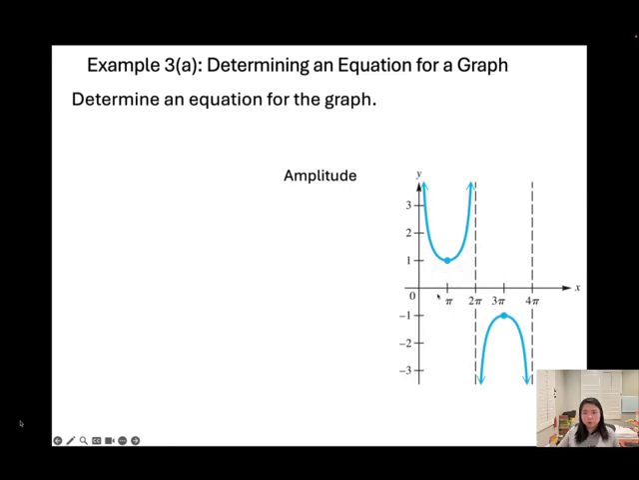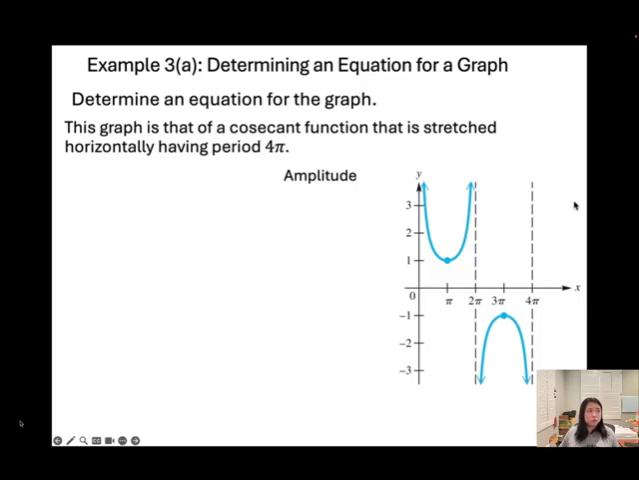And also for 1 period, this is 1 period. That will be 4 pi. Okay, we do have the period 4 pi. And then calculate the period, that will be 2 pi over b, right? Which is going to be equal to 4 pi. And then solve for your b. So b is going to be 1/2. Amplitude is going to be equal to 1.